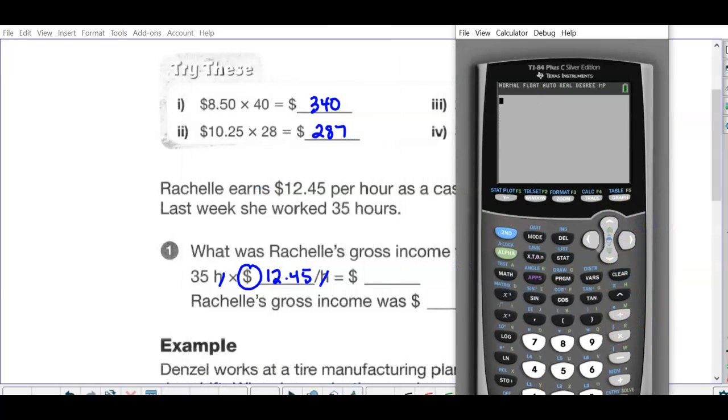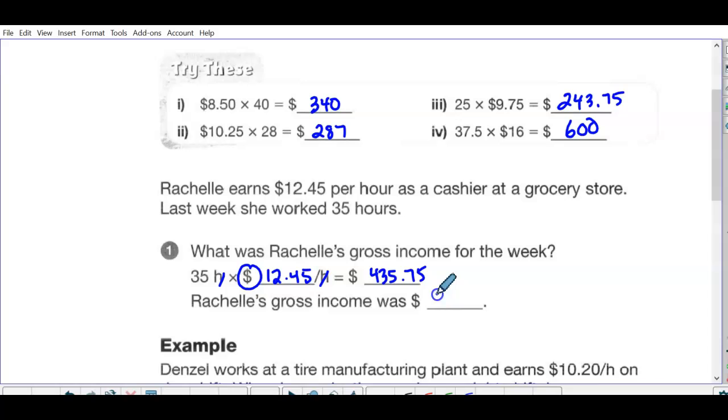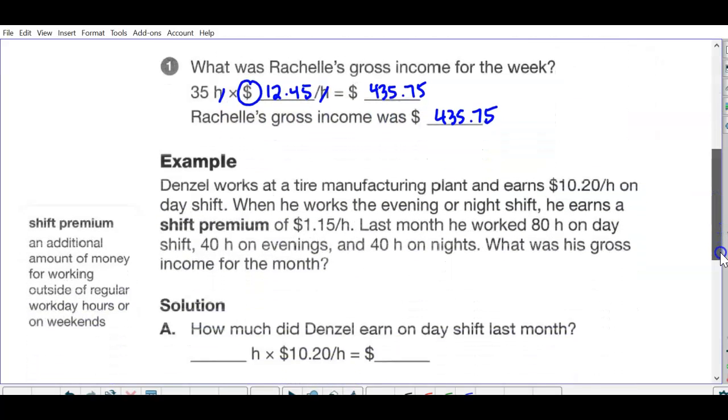And so that's really 35 times 12.45 is 435.75. And that's her, just copying it out. That's her gross pay. The dollar sign's already there. If it's not there, you need to put it in.